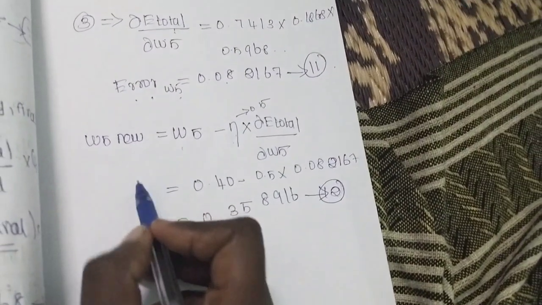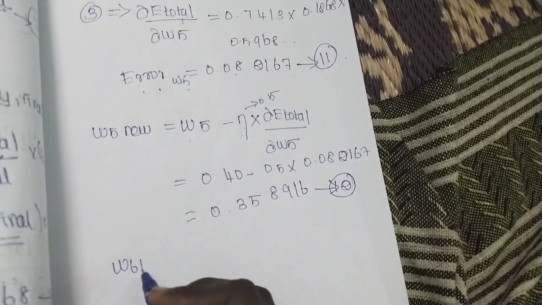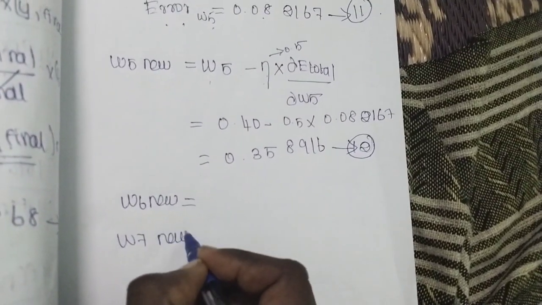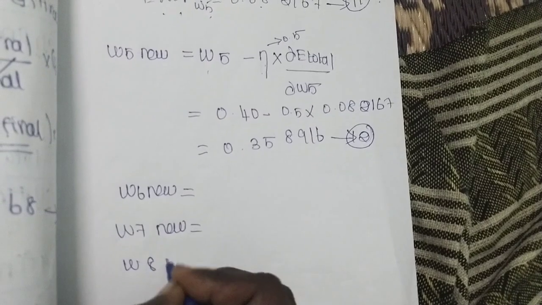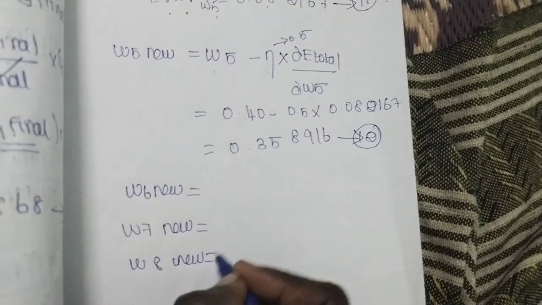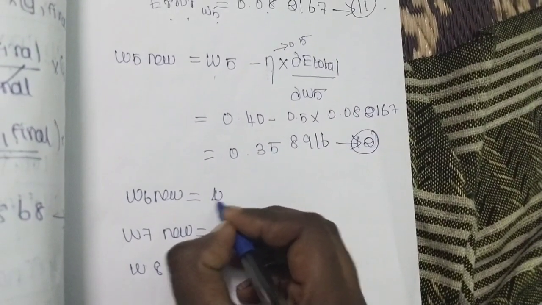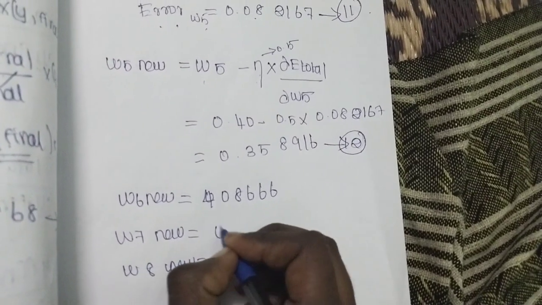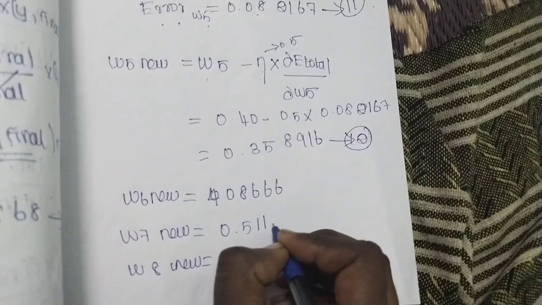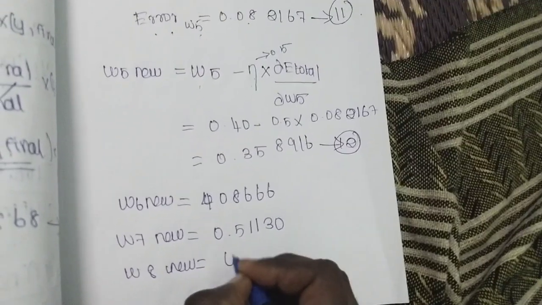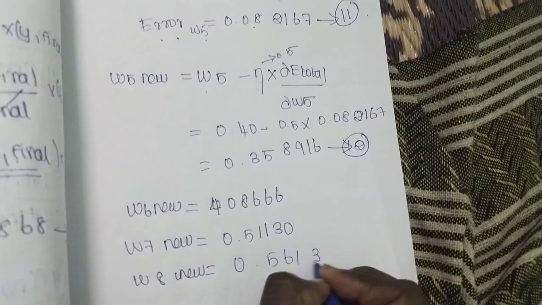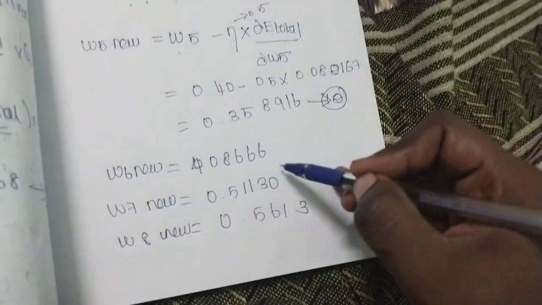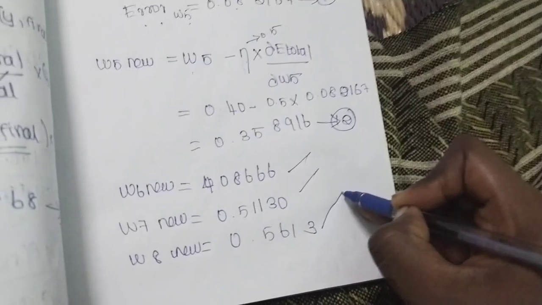You do all the same for W6 new, W7 new, and W8 new. You get the values 0.408666, 0.51130, and 0.5613. Do the same process for 6, 7, and 8 also.